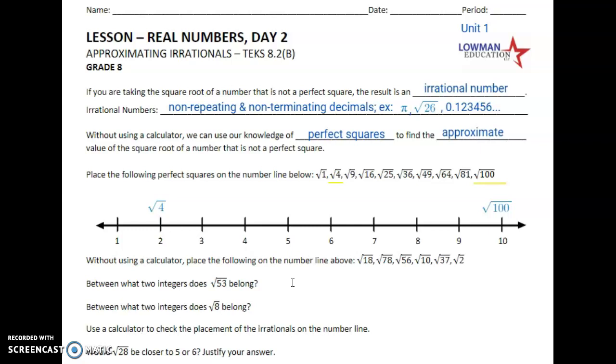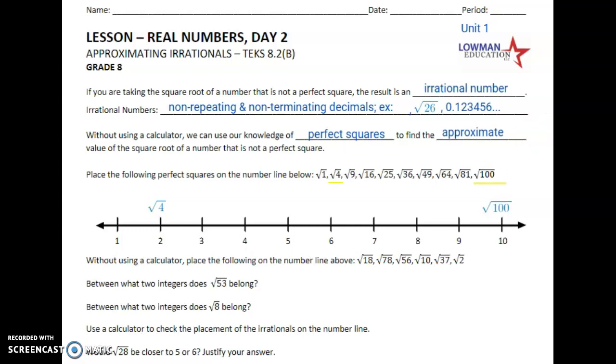So if you are taking the square root of a number and it is not a perfect square, the result is an irrational number, because when you key it into your calculator, it is going to give you decimals. It is going to be non-repeating and non-terminating decimals. And here are some more examples of irrational numbers. But we are going to go ahead and get rid of that one because we just want to focus specifically today on approximating irrational numbers, which is when you take the square root of a not perfect square.